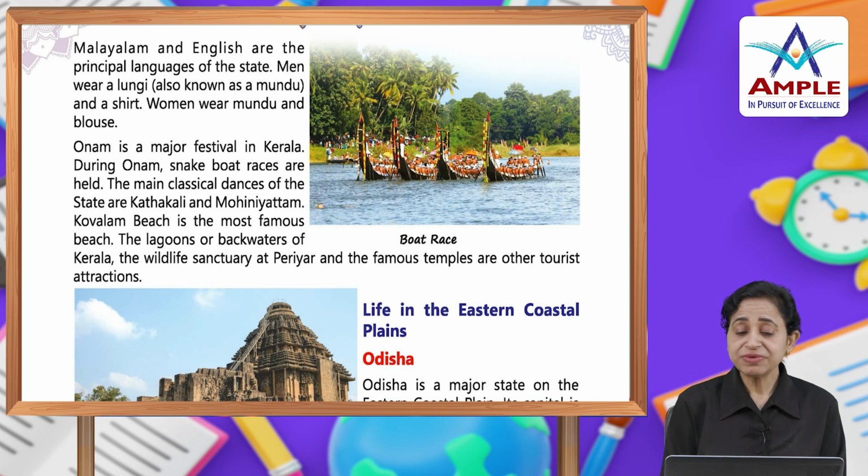Onam is a major festival in Kerala, as you have read before. During Onam, snake boat races are held. The main classical dances of the state are Kathakali and Mohiniyattam. Kovalam beach is the most famous beach. The lagoons or backwaters of Kerala, the wildlife sanctuary at Periyar and the famous temples are other tourist attractions.